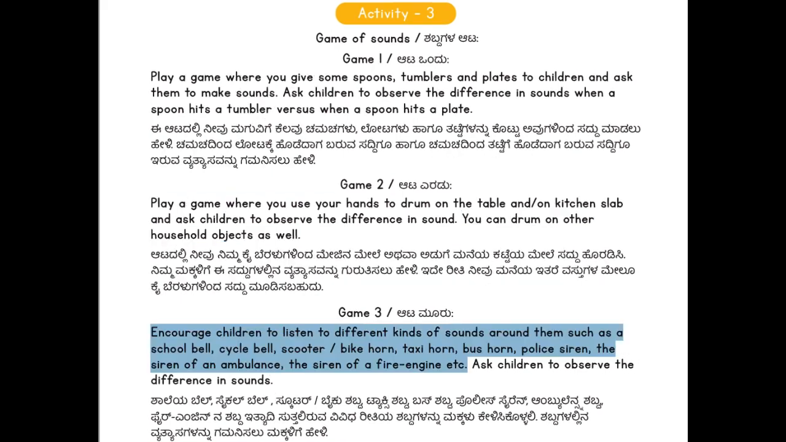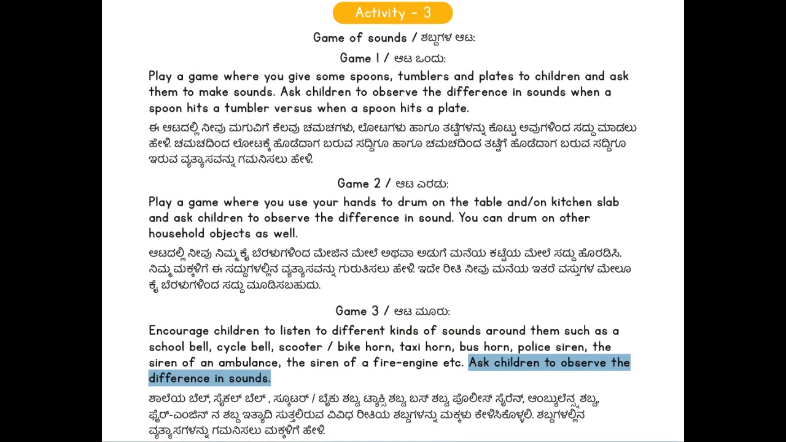In the third game, encourage children to listen to different kinds of sounds around them, such as a school bell, cycle bell, scooter or a bike horn, taxi horn, bus horn, police siren, the siren of an ambulance, the siren of a fire engine, etc. Ask children to observe the difference in sounds.